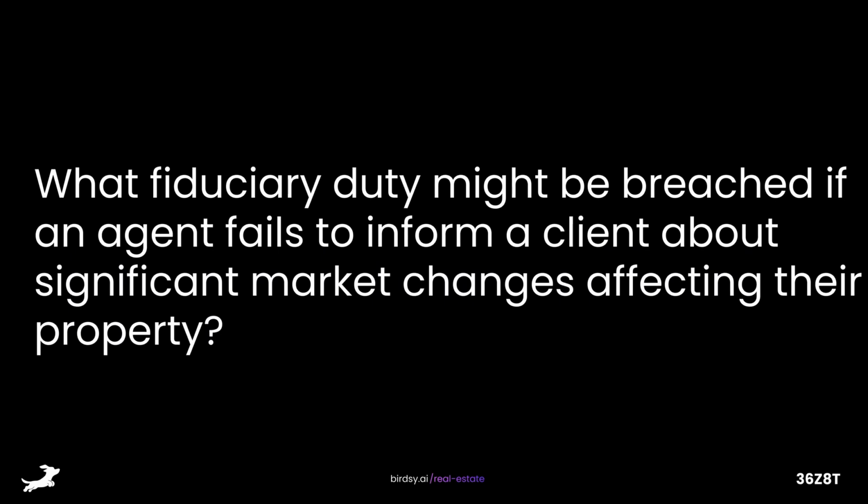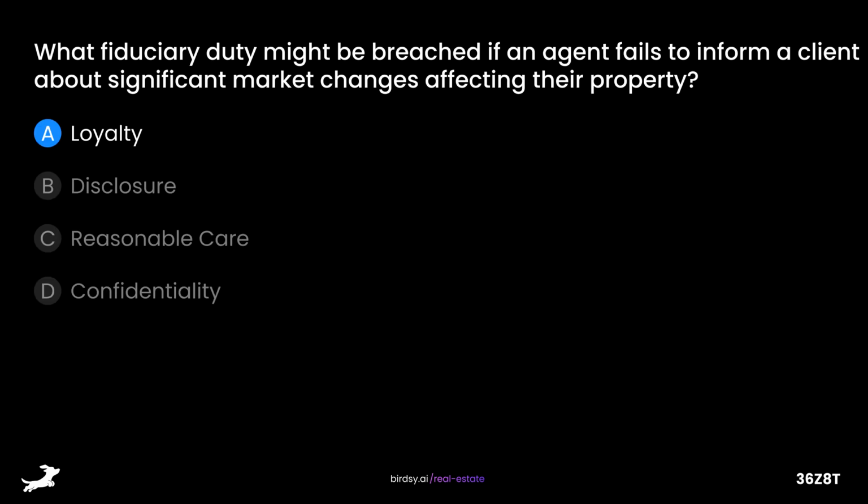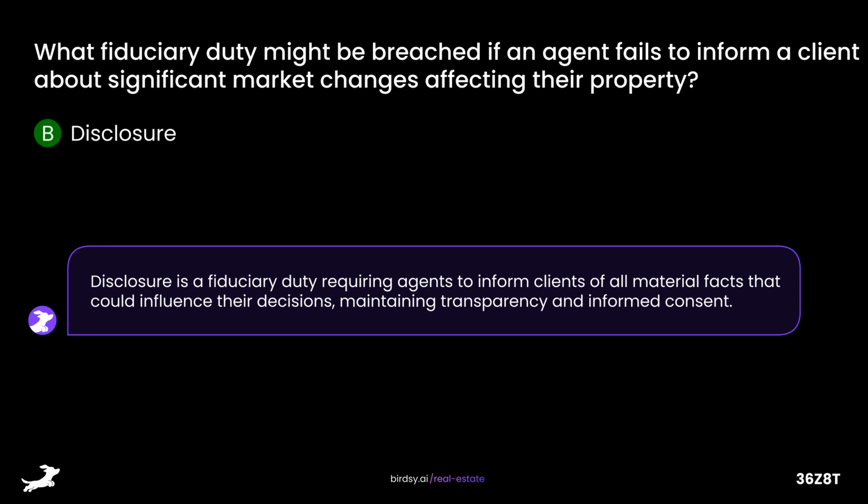What fiduciary duty might be breached if an agent fails to inform a client about significant market changes affecting their property? Is it A. Loyalty, B. Disclosure, C. Reasonable care, or D. Confidentiality? The answer is B. Disclosure. Disclosure is a fiduciary duty requiring agents to inform clients of all material facts that could influence their decisions, maintaining transparency and informed consent.